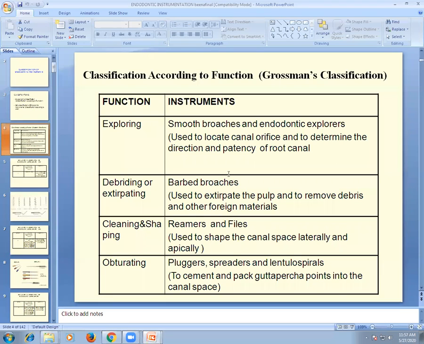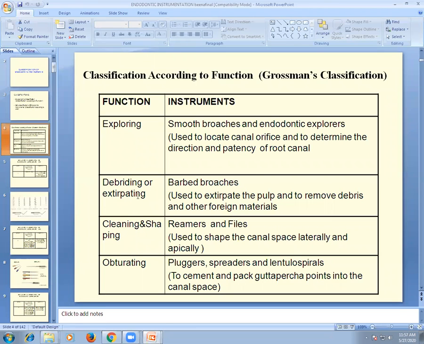Okay. So classification of endodontic instruments can be asked as a short note or a long note, and you have to give these 2 classifications, according to Grossman and according to the ISO. So Grossman has classified into 4 types: exploring, debriding, cleaning and shaping, and obturating. Okay. So in exploring, the instruments are smooth broaches and endodontic explorers. Okay, so these 2 are used to locate the canal orifices.